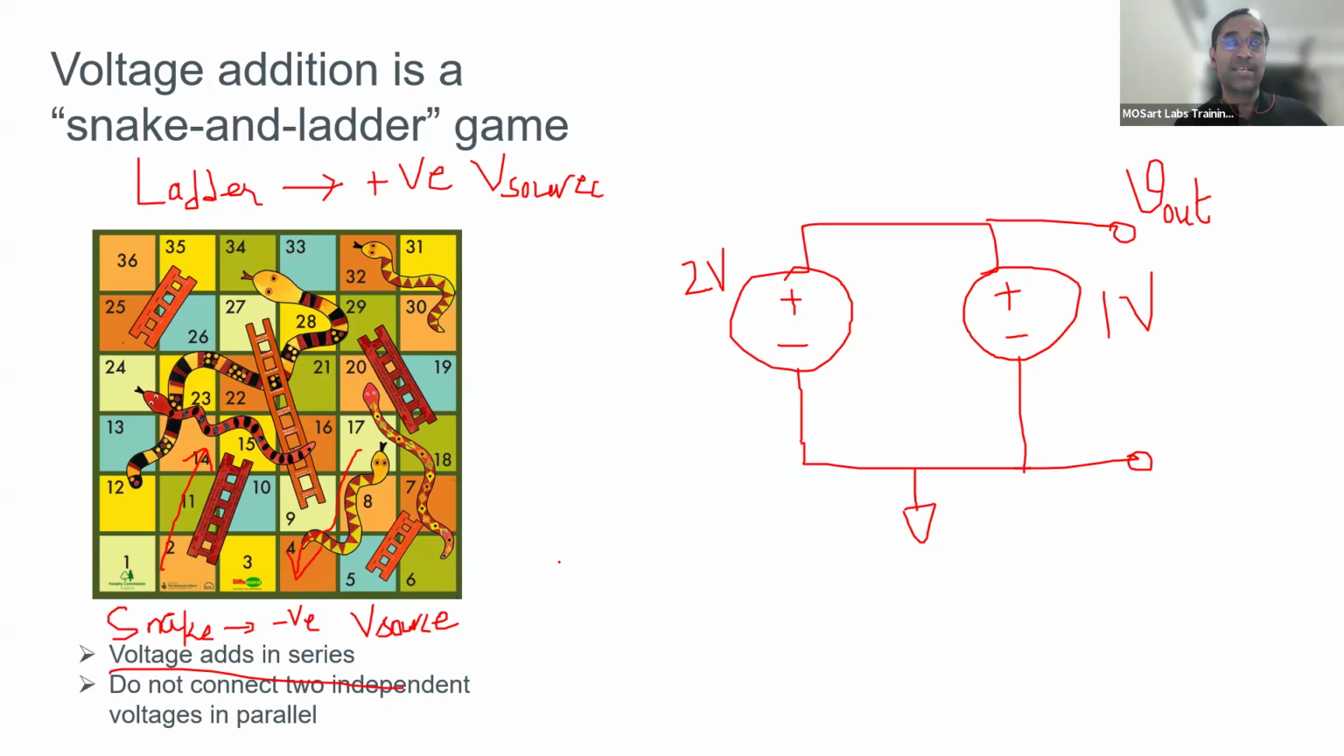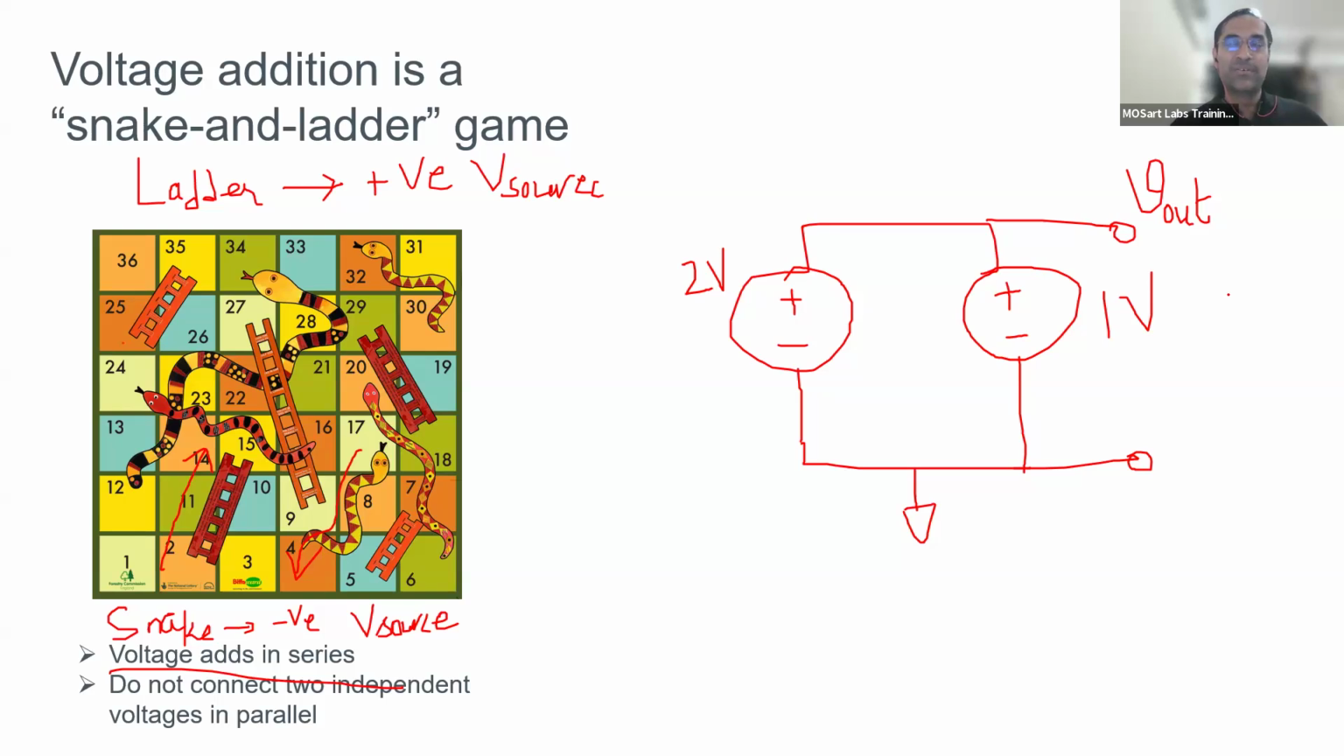You will not see this in a textbook, I guarantee. Unfortunately, nobody is asking you this question. Because these voltages are independent sources. Yes. So what will be the V out? V out will be not defined. Okay, it is not defined.